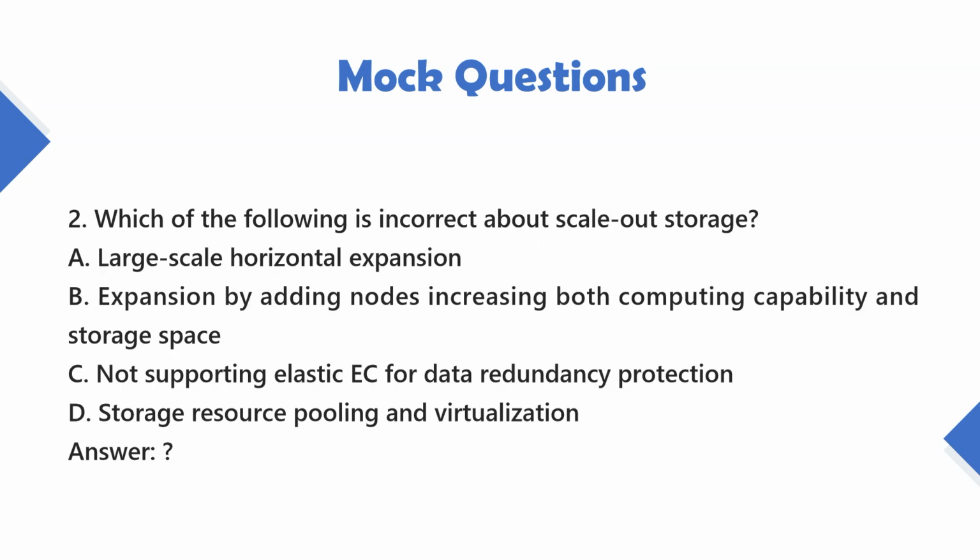2. Which of the following is incorrect about scale-out storage? A. Large-scale horizontal expansion. B. Expansion by adding nodes increasing both computing capability and storage space. C. Not supporting elastic EC for data redundancy protection. D. Storage resource pooling and virtualization.